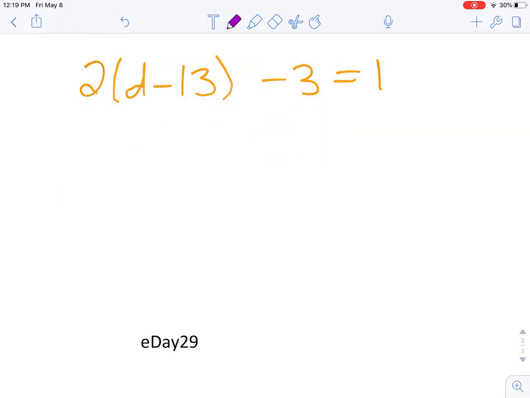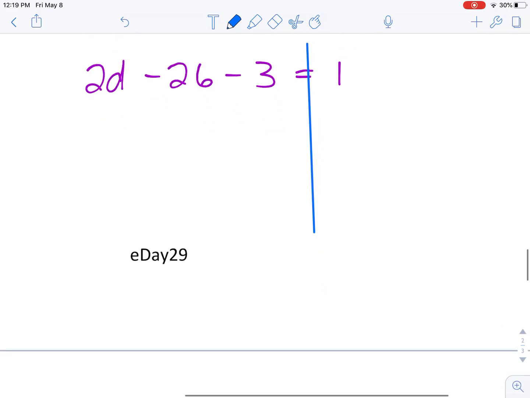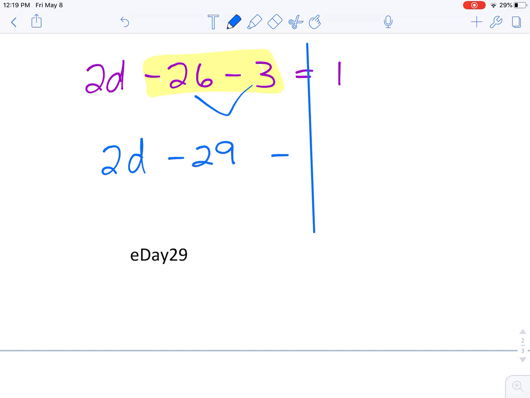Okay. I always get rid of my parentheses first. And parentheses mean I'm going to be multiplying. So 2 times d is 2d. 2 times a negative 13 is negative 26. And then rewriting everything else we have. Once we're on the same side of the equal sign, we're going to combine our like terms. So we have our 2d. Negative 26 minus 3 is negative 29 equals 1.